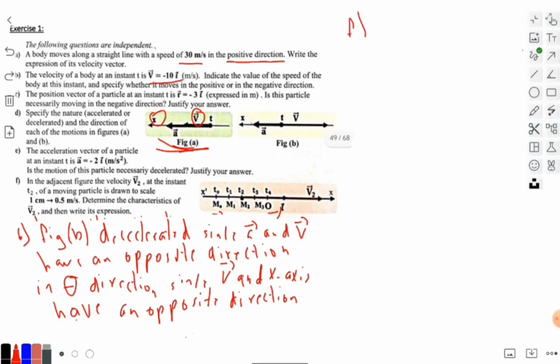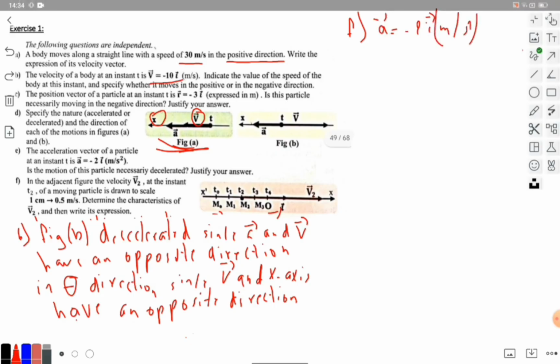F. The acceleration vector of a particle at an instant t is a vector equal to minus 2i meter per second square. Is the motion of this particle necessarily decelerated? Justify your answer. It's part E, it's not part F.